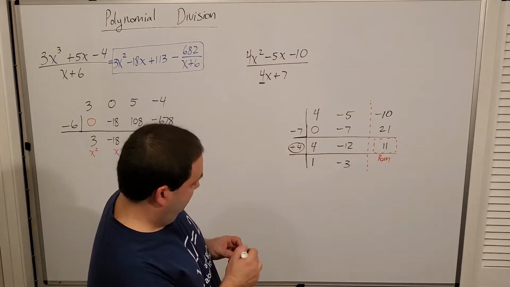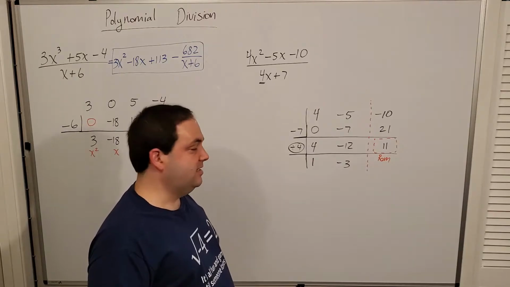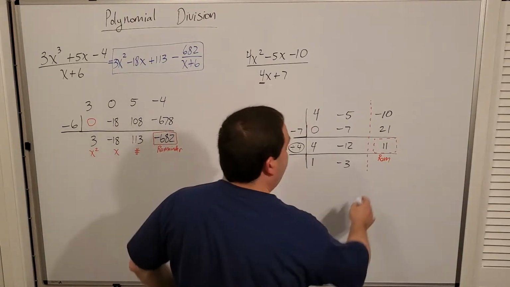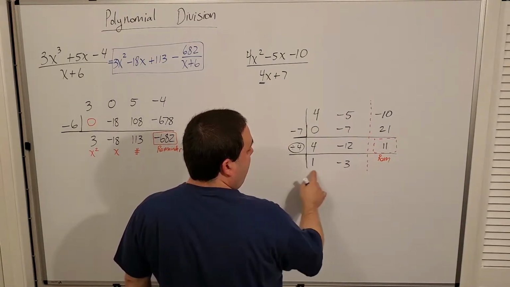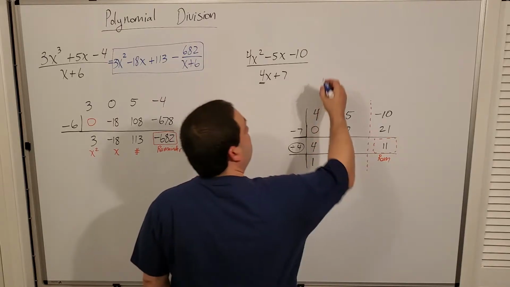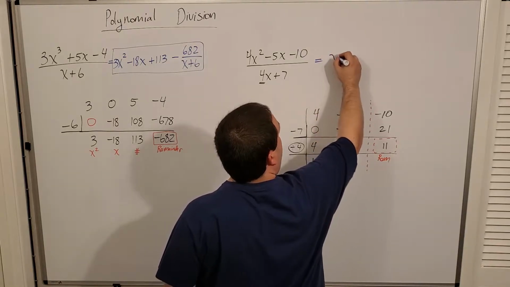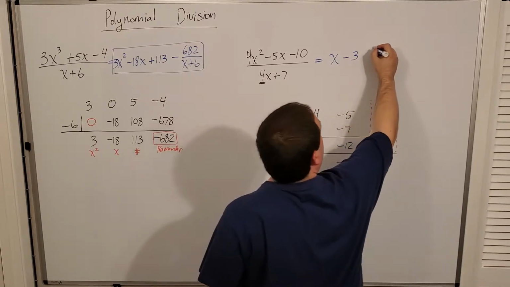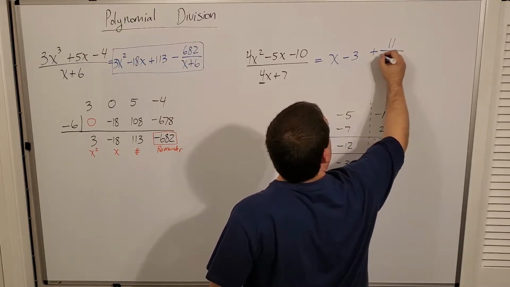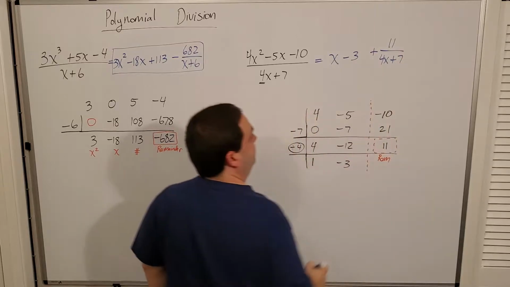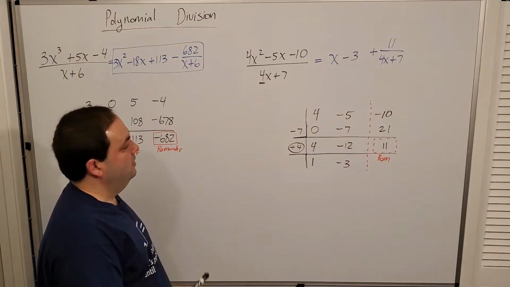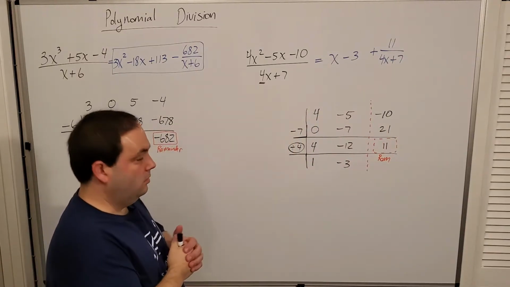All right? So let's write out what the answer is to this now. I have the remainder, I have a number, and I have x. So that means the answer to this is just x minus 3 plus 11 over 4x plus 7.